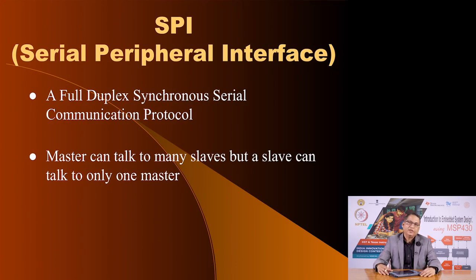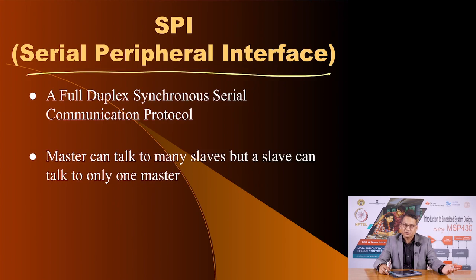The second protocol that is available on MSP 430 is the serial peripheral interface. This is full duplex and synchronous. The previous protocol was asynchronous, which means there was no separate clock that was being sent, but here you have to send a separate clock, and you can create a network of devices using SPI. You have a master, and you can have one slave or multiple slaves, and you can have full duplex communication.